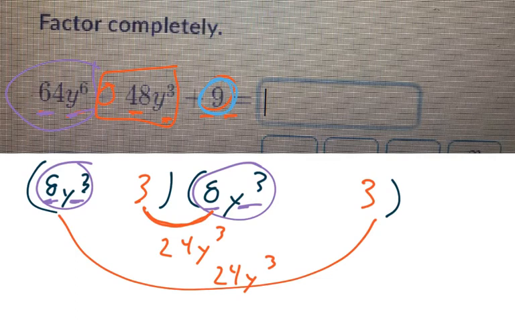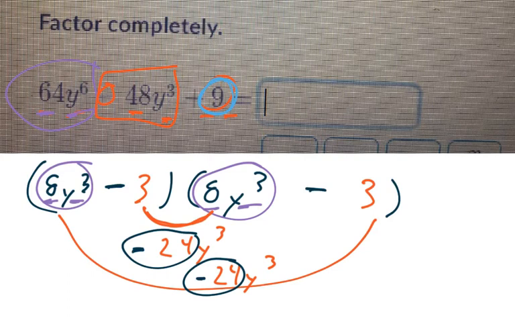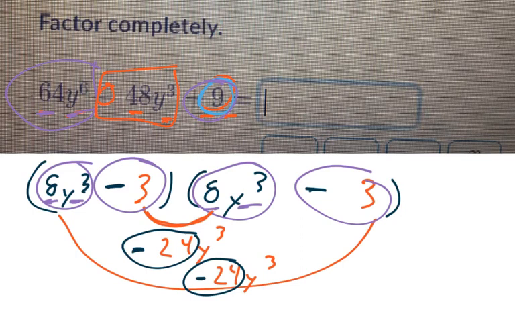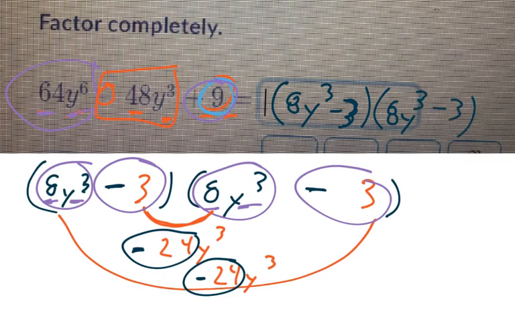Oh, I know. All I have to do is make the 24's negative. Do you agree together that's negative 48? So that means all I need to do is a minus there and a minus there, and that's how I'm going to get my negative 24's. And notice, guys, negative 3 times negative 3 is positive 9. So I've checked every possible combination. And so my answer, what I'm going to type in here is simply 8y to the 3 minus 3 times 8y to the 3 minus 3 again.